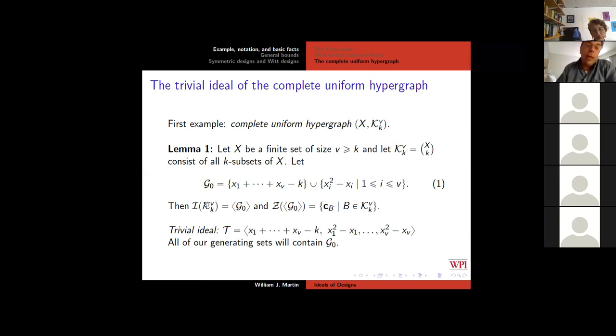So it's easy to prove. We just have to compute the Jacobian and check that each of these points is a smooth point. The Zariski tangent space is full dimensional at each of these points. And we find out that the ideal of this set is exactly the ideal generated by these simple polynomials. And indeed, that the zero set of that ideal is exactly the points that we want. So for the rest of the talk, we're going to call that the trivial ideal.